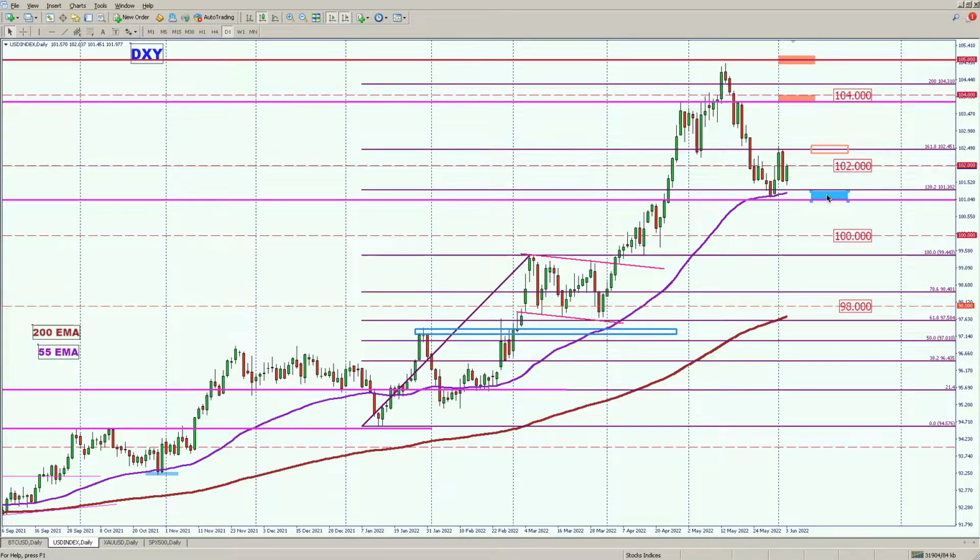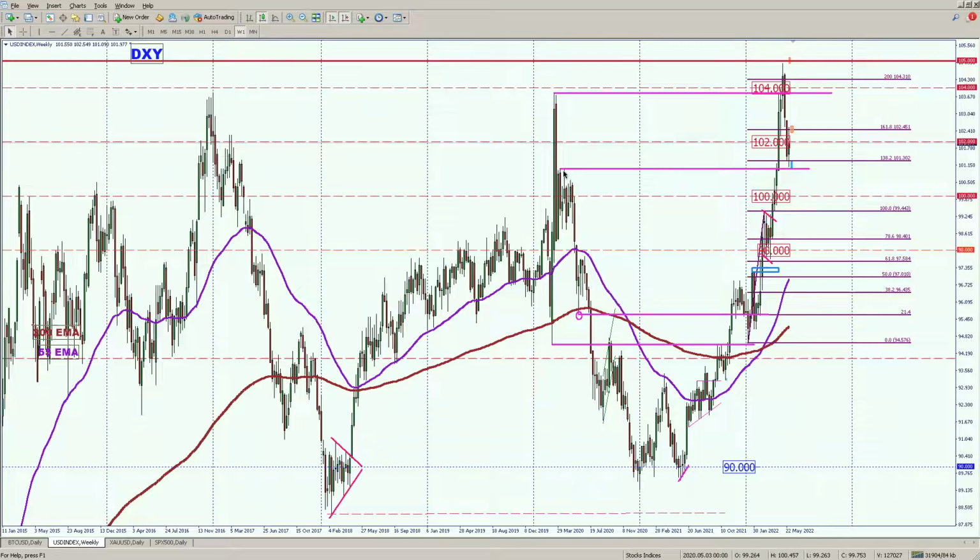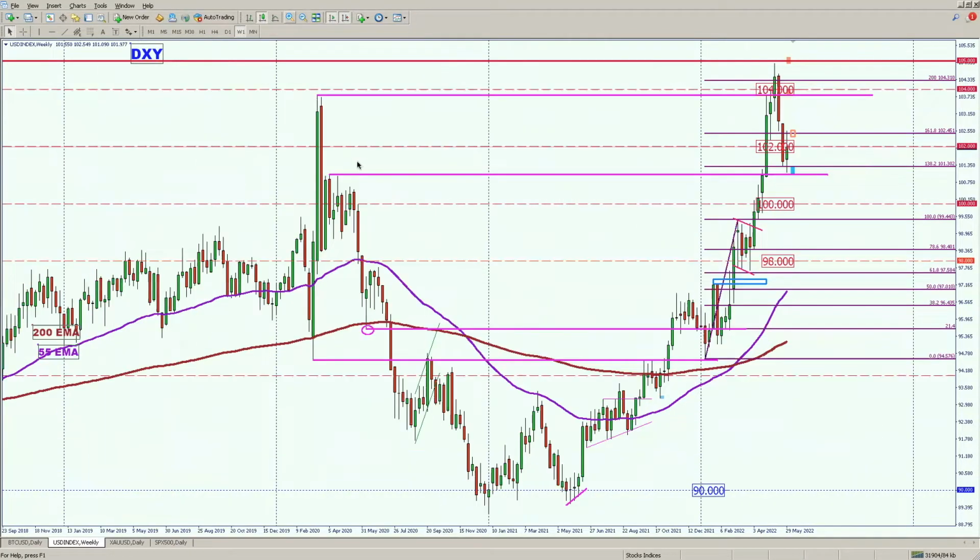And support is still safe at the daily 55 EMA. So this zone at the 138 fib extension, along with the 55 EMA and this previous swing high area, has now become support.